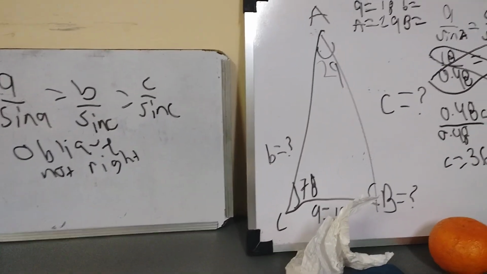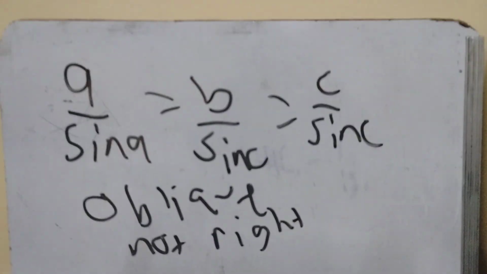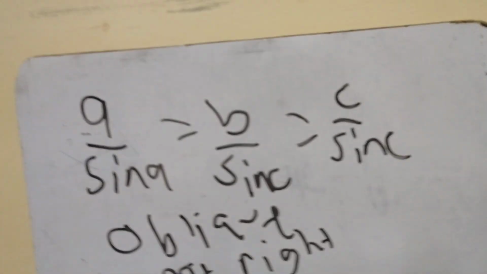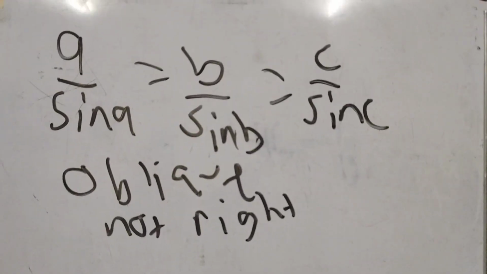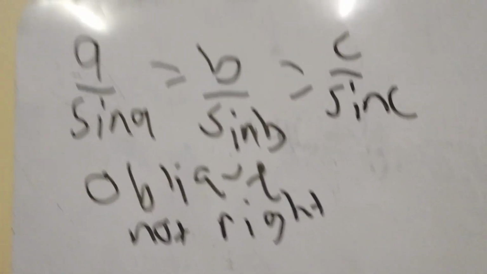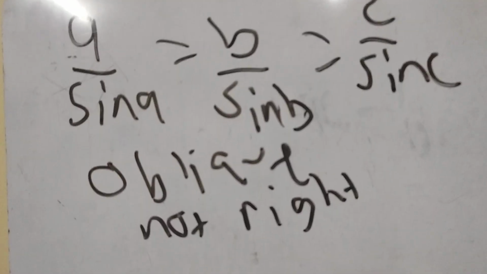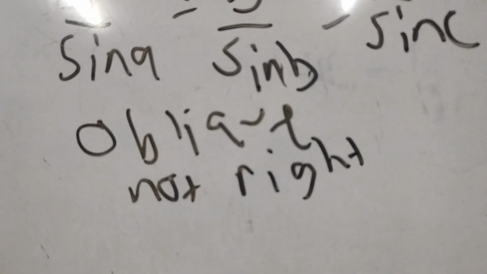So for the law of sines, this would be the formula. A over sine A, B over sine B. That should not be sine C, that should be sine B. The difference with this formula is that instead of a right triangle, it would be an oblique triangle. So let's say this is our triangle.